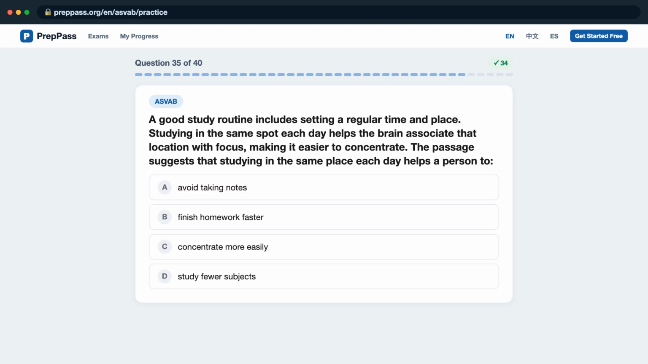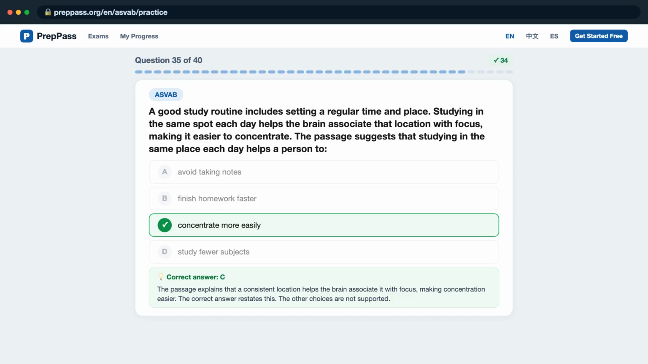Question 35. A good study routine includes setting a regular time and place. Studying in the same spot each day helps the brain associate that location with focus, making it easier to concentrate. The passage suggests that studying in the same place each day helps a person to, is it A, avoid taking notes, B, finish homework faster, C, concentrate more easily, D, study fewer subjects?